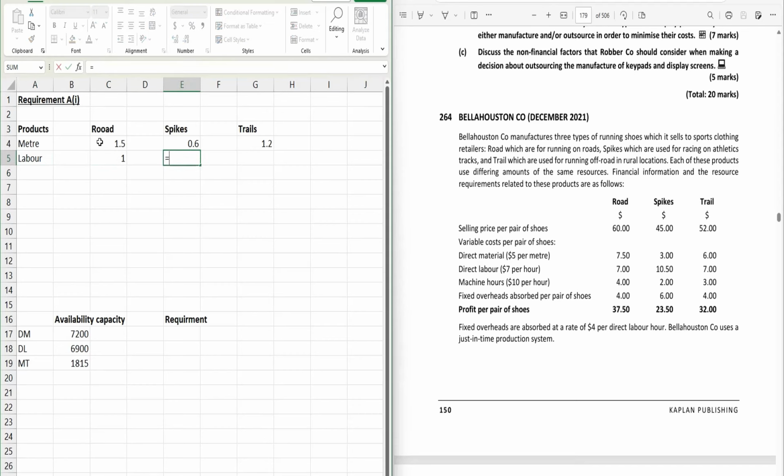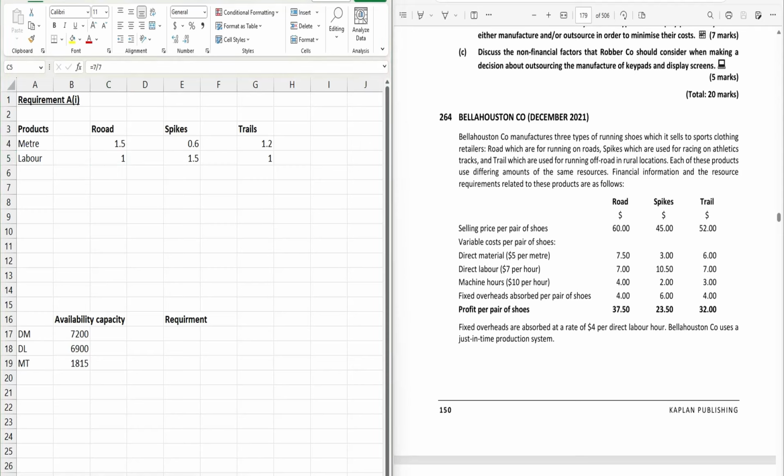And similarly for the spike, 10.5 divided by how much is the amount? 7. So this will give 1.5, and here 7 is the total labor cost, and we are paying the labor 7 per hour. So again dividing it will give 1 hour. So this is the material which we need per unit of the road, spike and trails, and the labor hours per road, spike and trail.